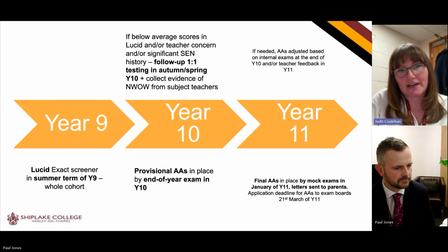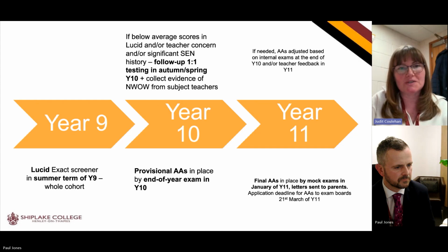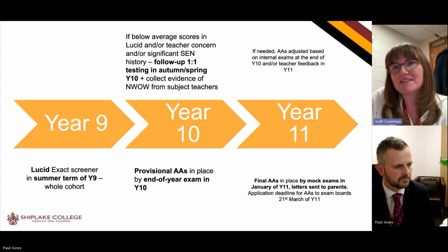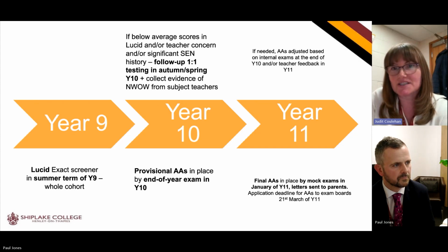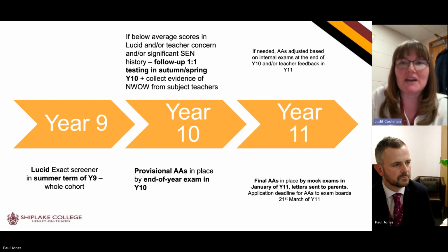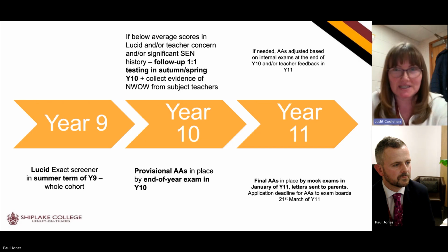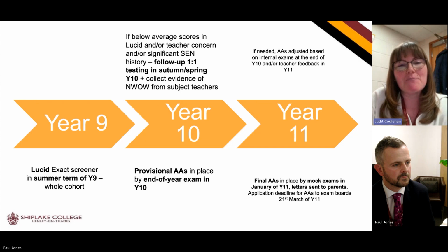At the end of year 9, we use an online screener called the Lucid Exec Screener in the summer term of year 9 to screen the entire cohort. So irrespective of whether they have an SEN diagnosis or any SEN history, we screen everybody because we don't want to miss anybody who might qualify for adjustments in exams. Not all schools do this, but we do.